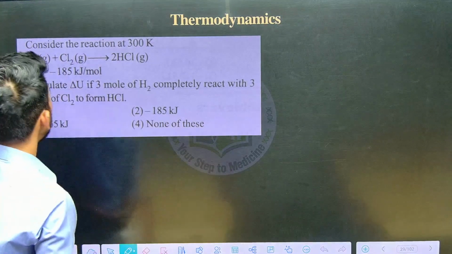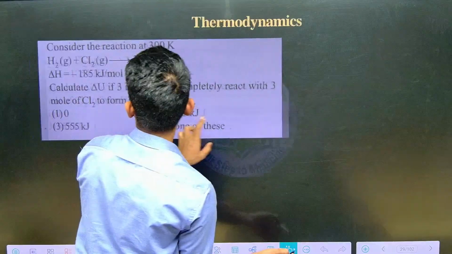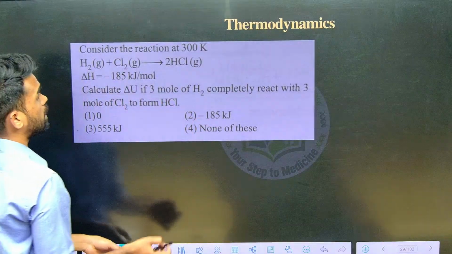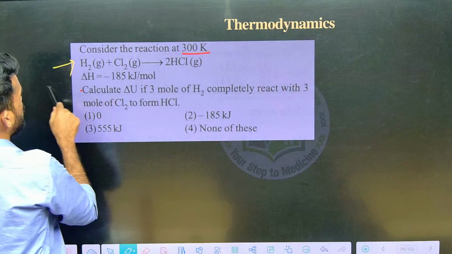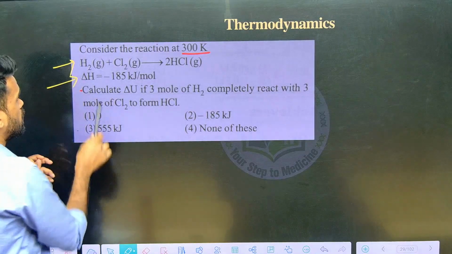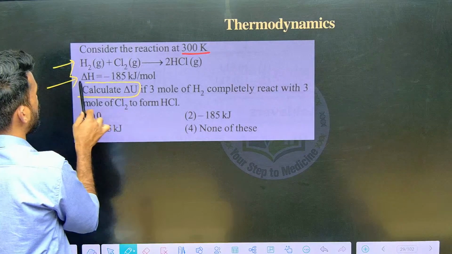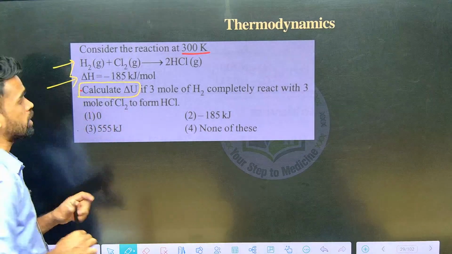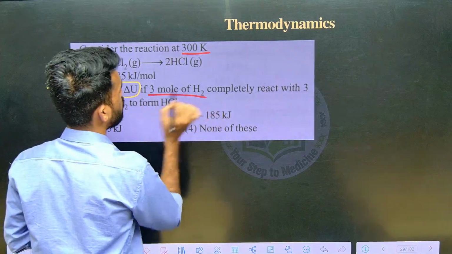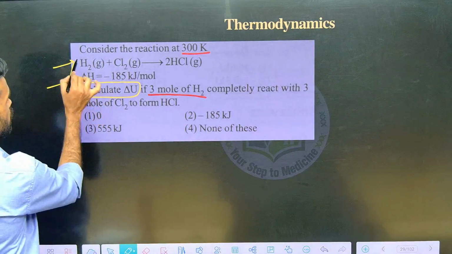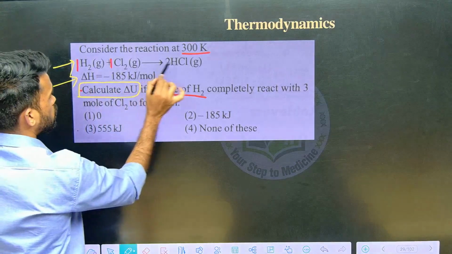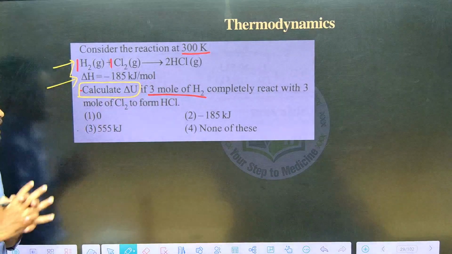Yeah, so what the question says here is, consider the reaction at 300 Kelvin. This is the reaction they have mentioned. Now the enthalpy change, delta H, they have mentioned, and they are asking for the internal energy change. This is for 3 moles of H2. They have given it for 1 mole of H2 and 1 mole of Cl2 forming 2 moles of HCl. That is fine.